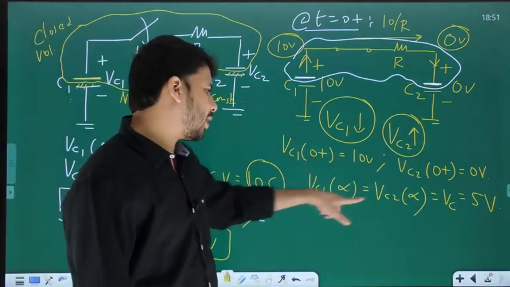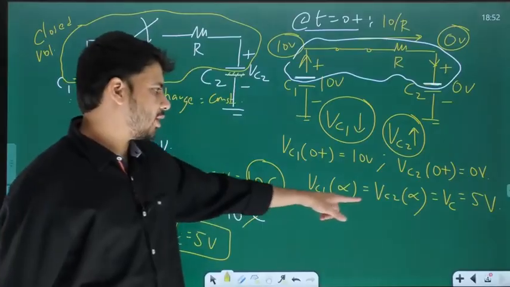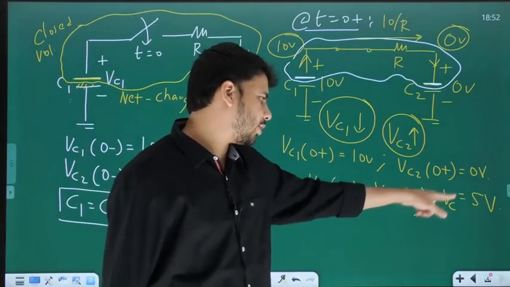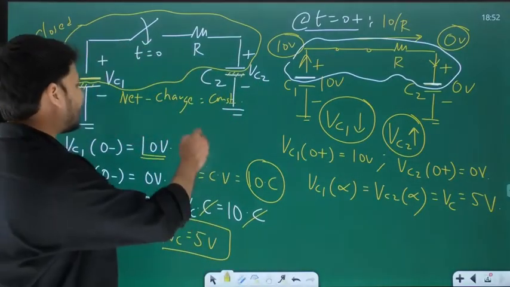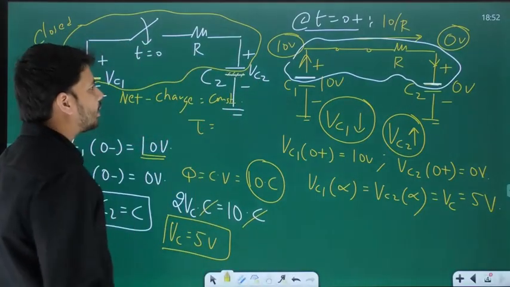That's all. So Vc1 of 0 plus is what? 10. Vc1 of infinity is what? 5. Whereas Vc2 of 0 plus is what? 0. And Vc2 of infinity is what? 5 volts. Okay. And what is the time constant of this circuit?